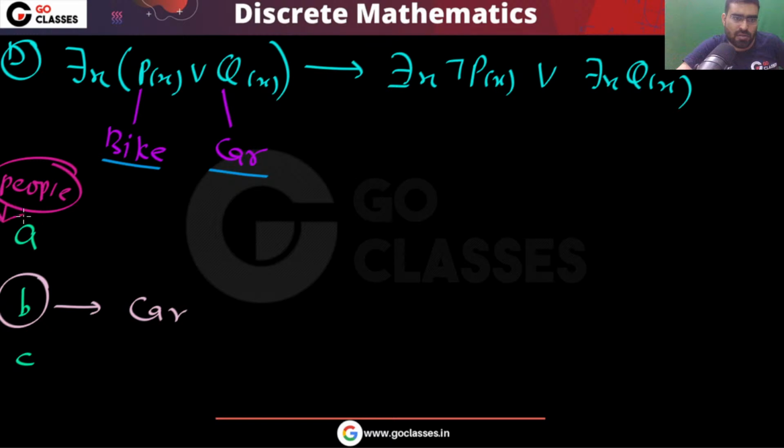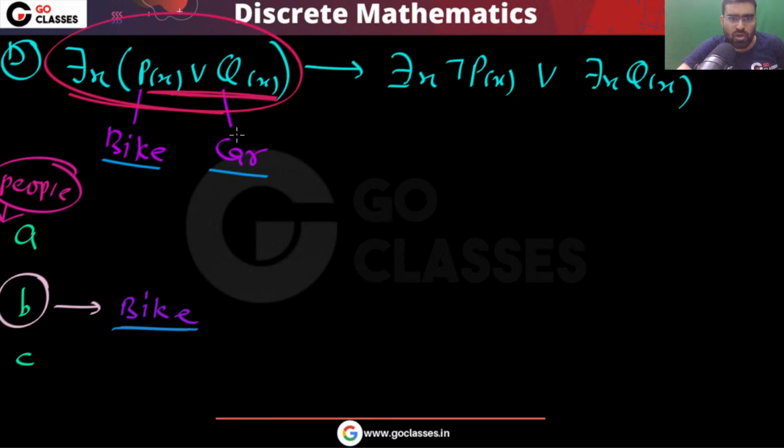These are the people. Okay, so let's assume B has a car. Now you can notice this is true because this is saying that someone has a bike or a car. So this is fine. Now what this is saying is that someone has a car. So what I can do is assume that he has a bike. This B has a bike, because remember, there is someone who has a bike or a car.